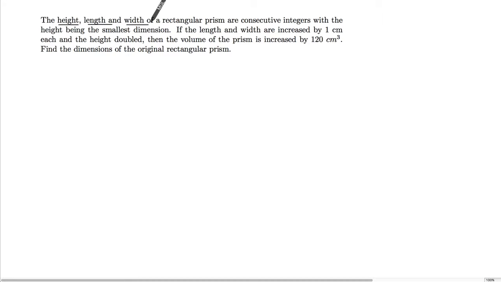The height, length, and width of a rectangular prism are consecutive integers. So, a rectangular prism. Let's say height first, so let this be x, and this will be x plus 1, and this will be x plus 2. They have to be consecutive. Height being the smallest, and then these are just exactly one apart.